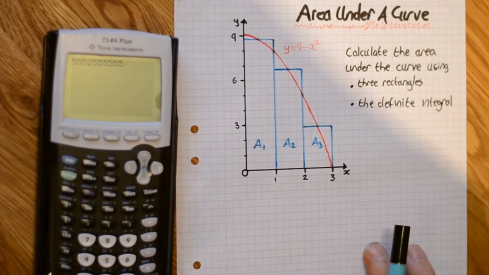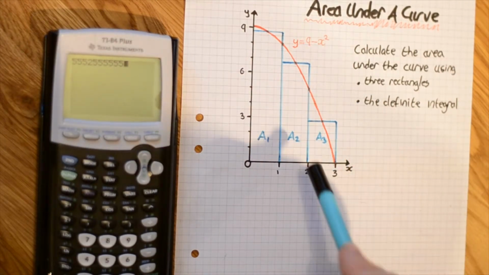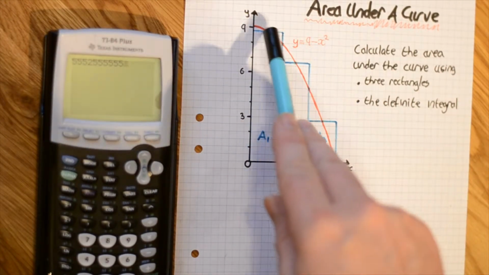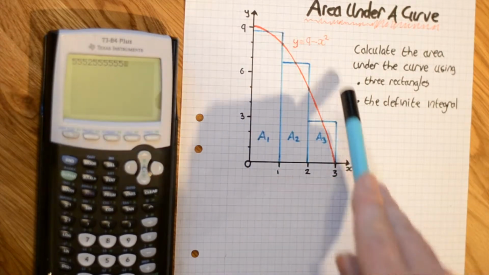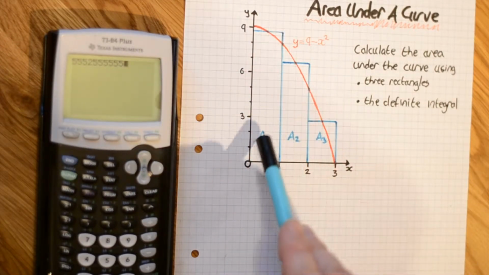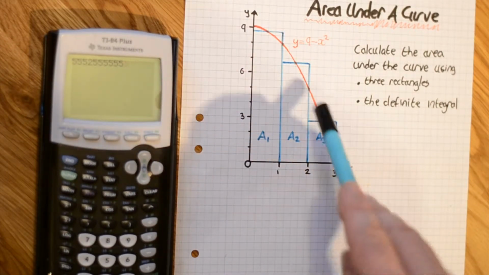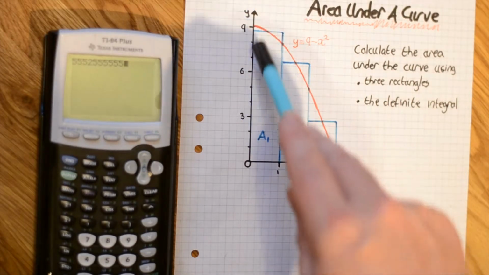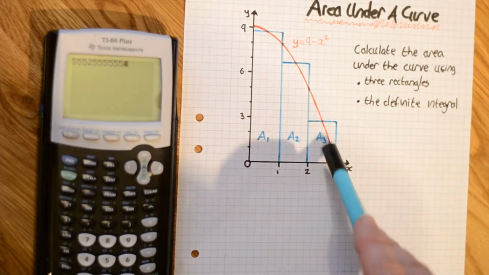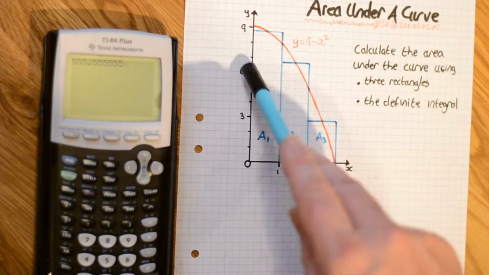Today's question is to calculate the area under the curve y equals 9 minus x squared. We see the curve drawn here. We need to calculate the area under the curve, which is bounded by the y-axis, the x-axis, and the curve itself. So it's this area here.